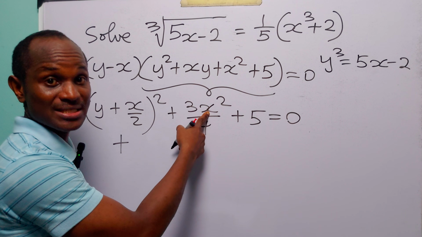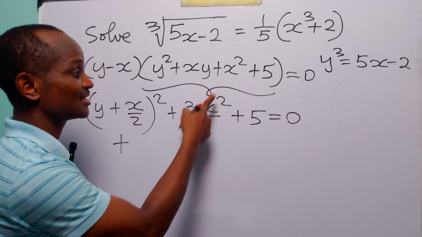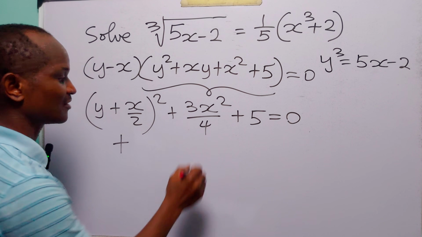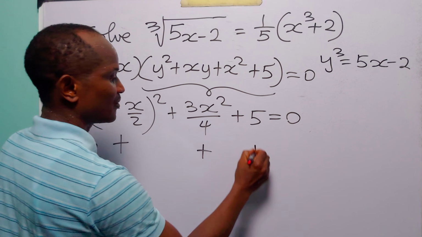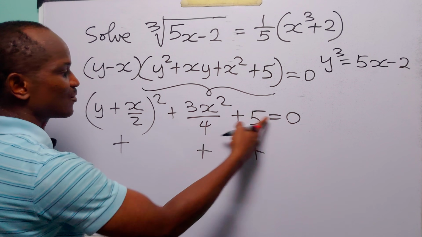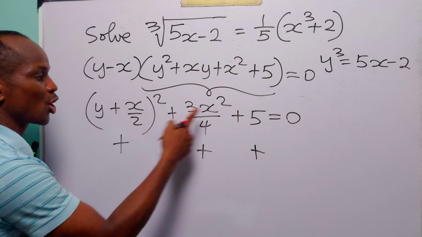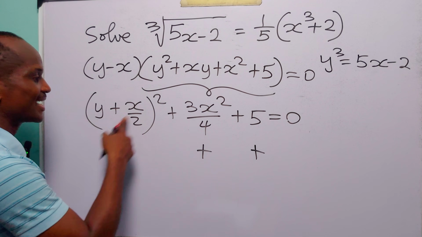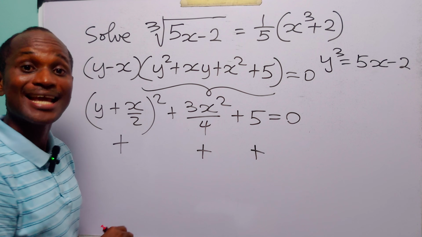Now, the same thing happens here. Whether x is negative or positive, x² must be positive. So this is also positive. Then we have plus 5. Now, this equation is telling us that the sum of 3 positive quantities is equal to 0.